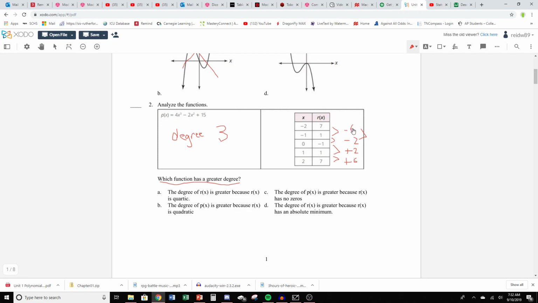So how do I get from negative 6 to negative 2? Well, I add 4. Negative 2 to positive 2 is also plus 4. And we have another plus 4. So that means that we have found our constant row of differences. That only took us 2 times to get. So that means that this one has a degree of 2.